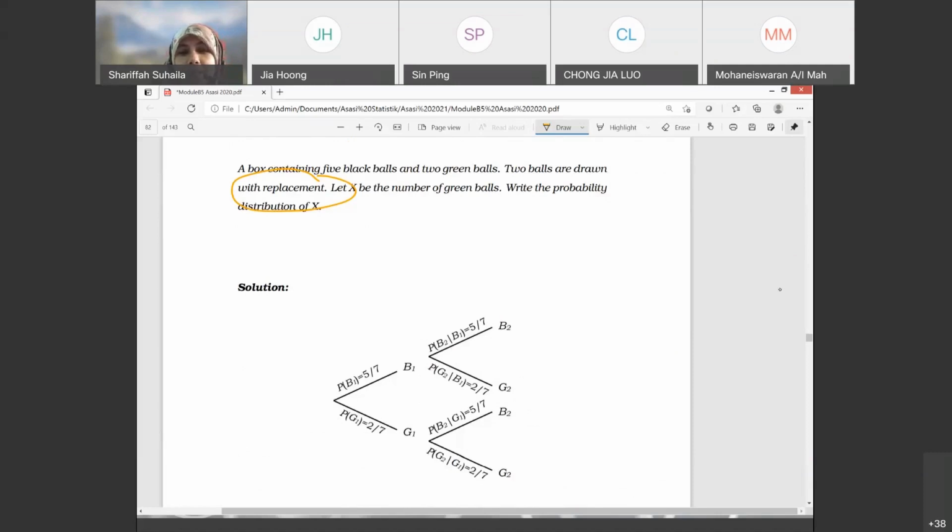So the second branch of your tree diagram. Again, black and green, black and green. Again, the process is with replacement, meaning take one and put it back. So again, it is the same: 5/7, and this one is still 2/7 for green. Okay. So write the probability distribution.